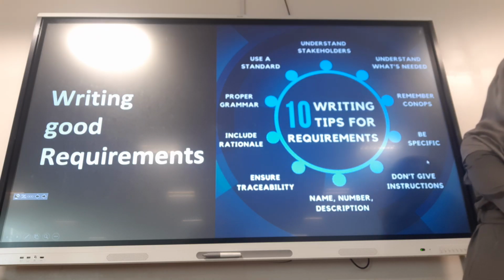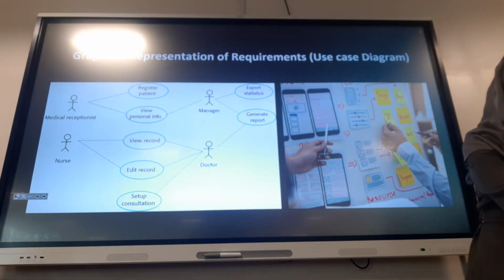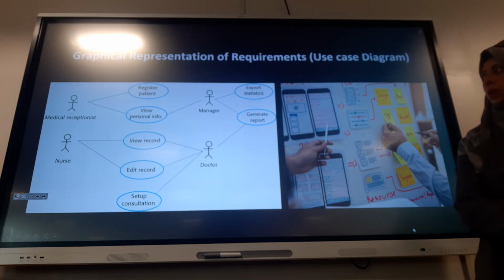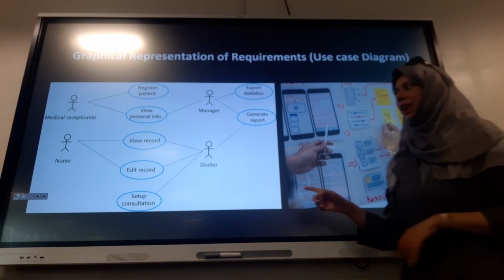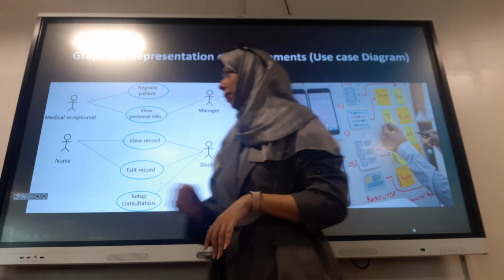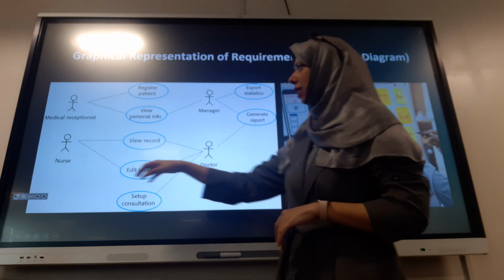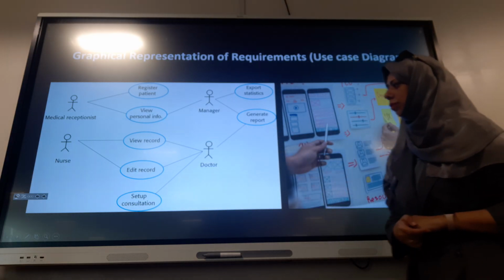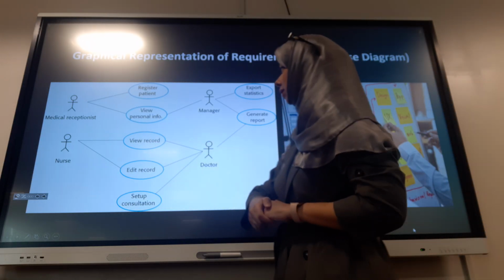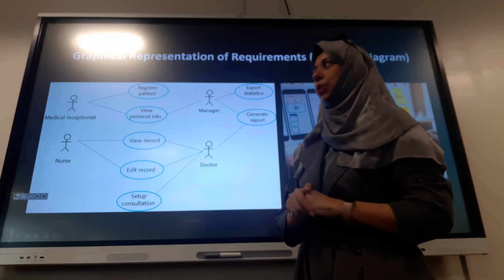All right, of course, being specific, understanding what's needed. We talked about graphical representation in the previous stage. That's one sample, we call it use case diagram. Here you simply end up with a representation of actors active in the scene, like doctor, nurse, medical receptionist, manager, and so on.